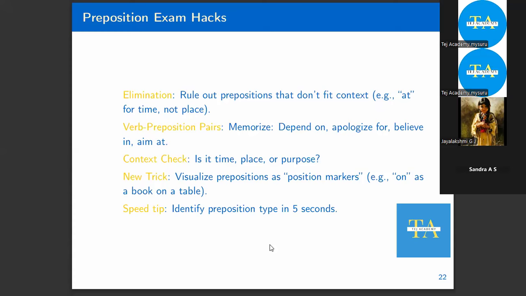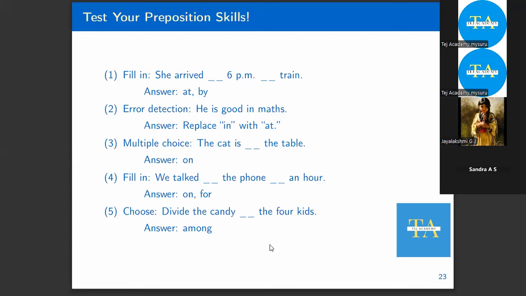And speed tip: identify the preposition type in 5 seconds. When you look at the sentence, or at the options which are given, like in, on, at, by, you can easily visualize it. Like "on" means something like on the table: the book is on the table. So it speaks about the position of the book, and "in" means inside something. Like that. Okay, it's better to move to the next page.